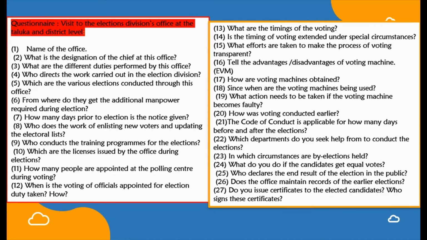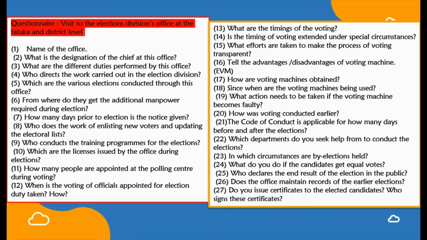Now students, in this lesson, a sample questionnaire regarding a visit to the election office has been provided. So please go through this questionnaire. This kind of questionnaire is used for obtaining information from any office. Now, visit to election division office at the taluka and district level. Here are the different questions, as you can see.